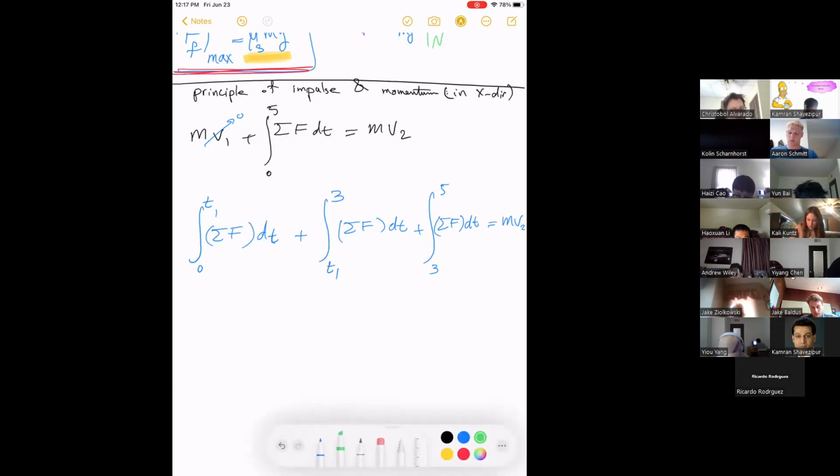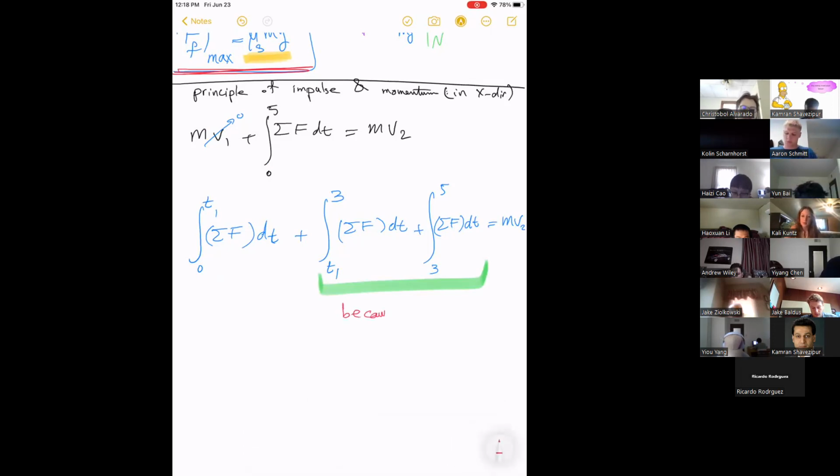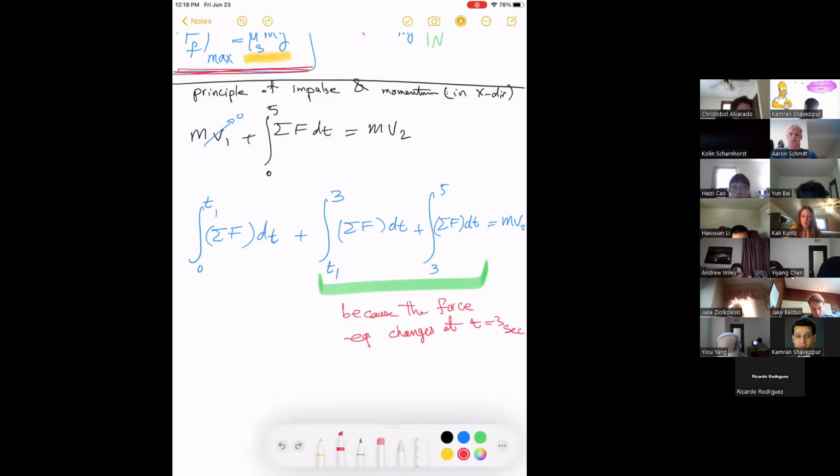Again, I did this part because the force equation changes at t equals 3. So I just divide. You have 2 different equations, you divide it, no big deal. I separated this part. I separated this part. Why?